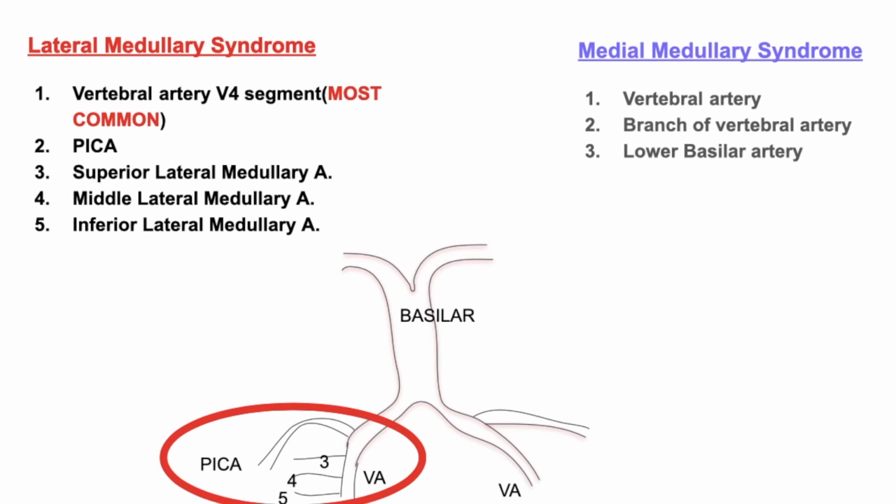Next is the medial medullary syndrome. The 3 blood vessels involved are the vertebral artery, a branch of the vertebral artery, and the lower basilar artery. You can remember them as being located medially.